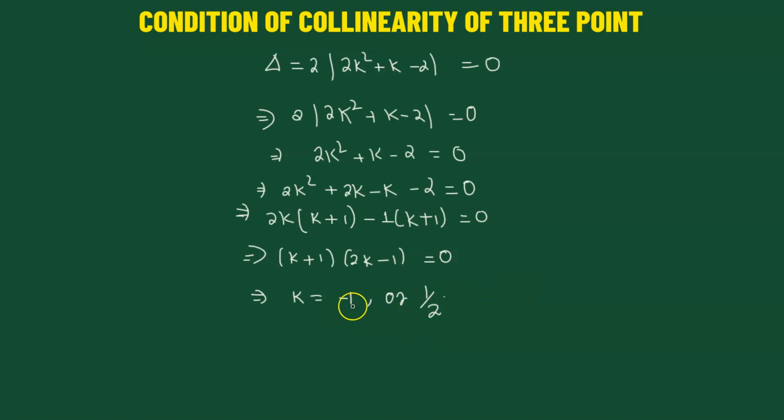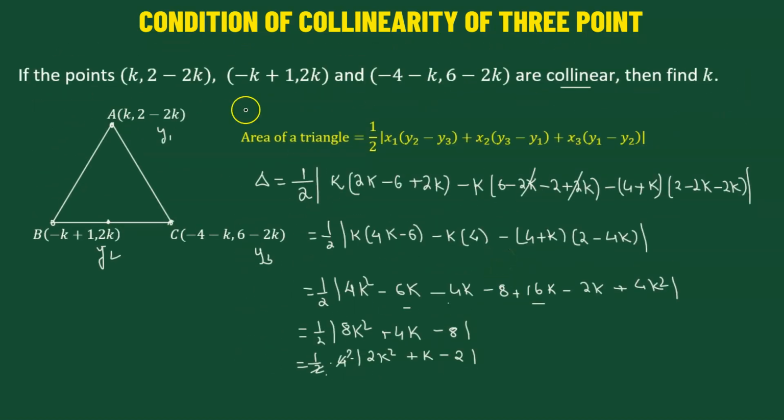So if we substitute the value of k with either negative 1 or positive half, then these 3 points are going to be collinear.